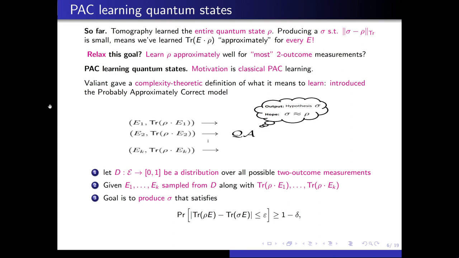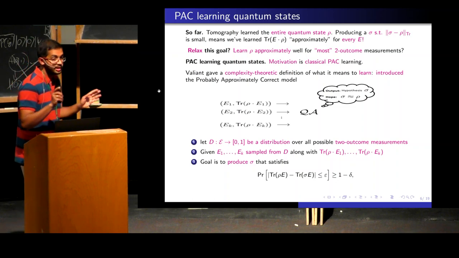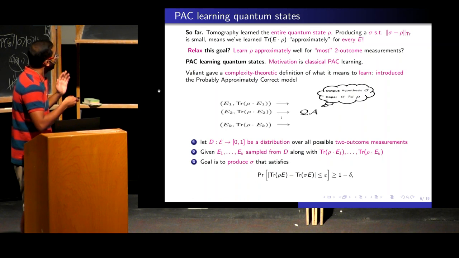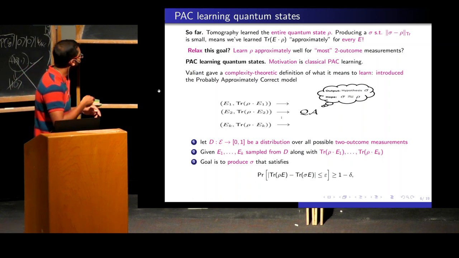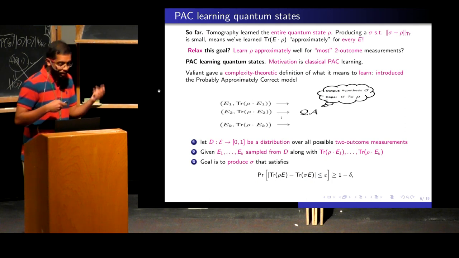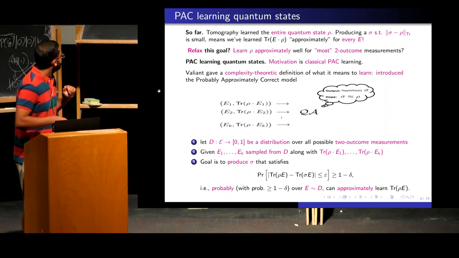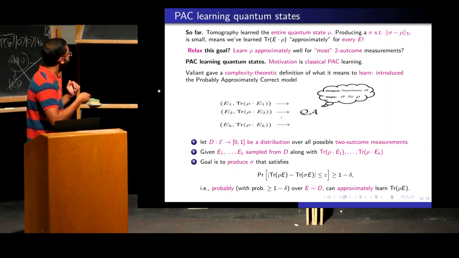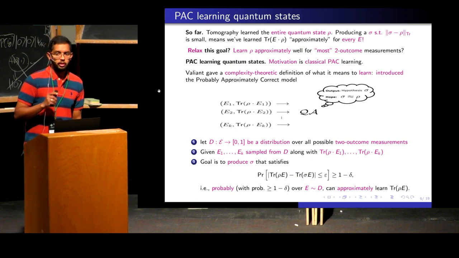Again, this outer probability is over the randomness of the algorithm and over E sampled from the distribution D. Recall, if this was 0 and D was just all possible observables, that is exactly tomography. So here, you want it to be true for most measurements, not for all measurements. And of course, the probability is always taken with respect to the unknown distribution D. So with probability 1 minus delta, if I sample an E from D, I should be able to approximate trace of rho times E well. So is the model clear?